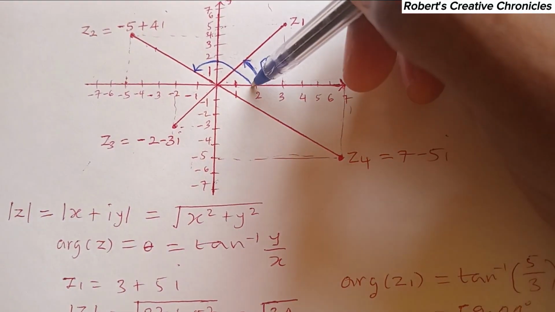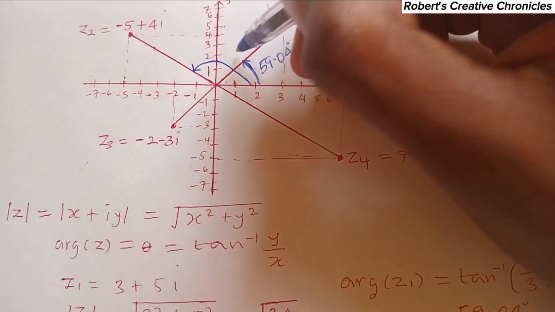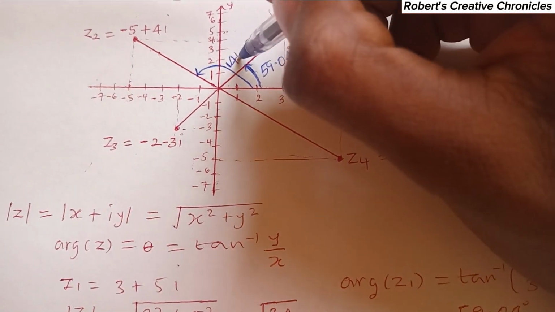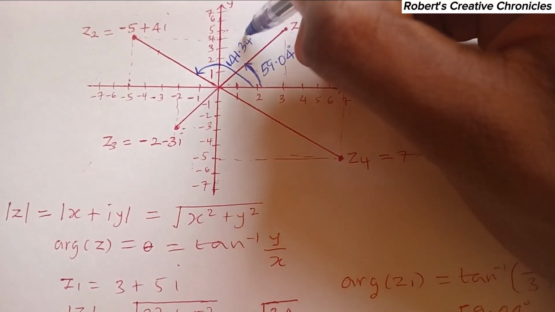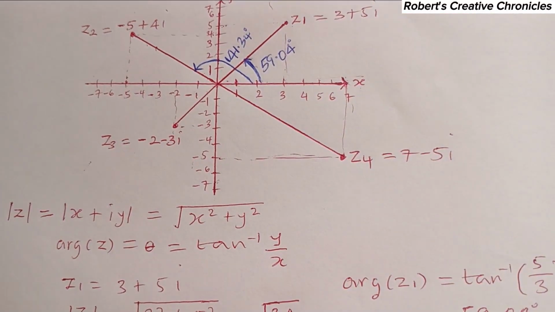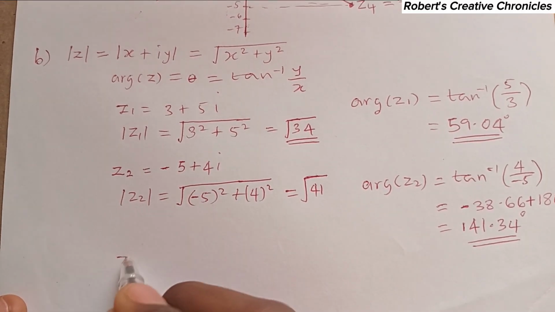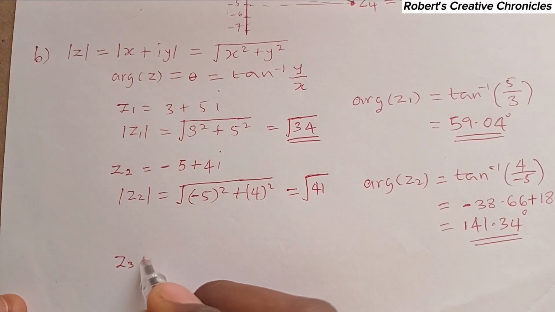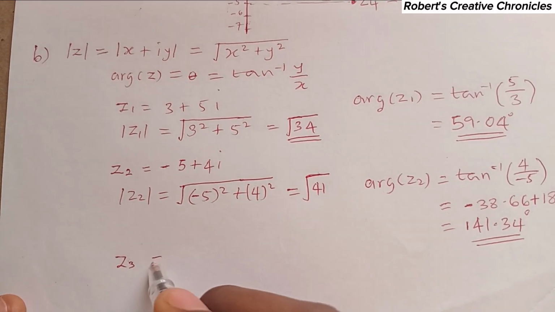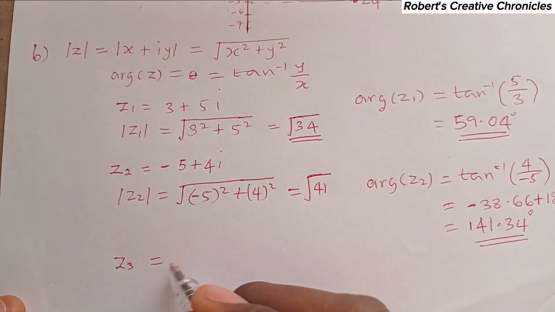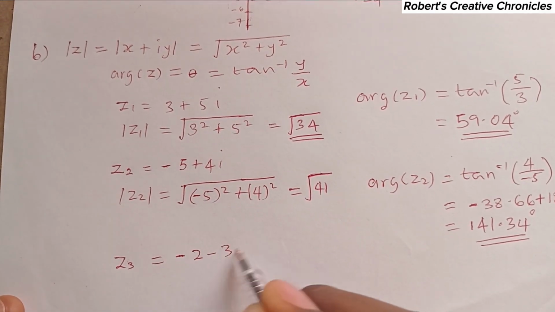So from this positive real axis to here is what? 141.34 degrees. So then the third one, Z3. Z3 is what? From above here, Z3 is minus 2 minus 3i.